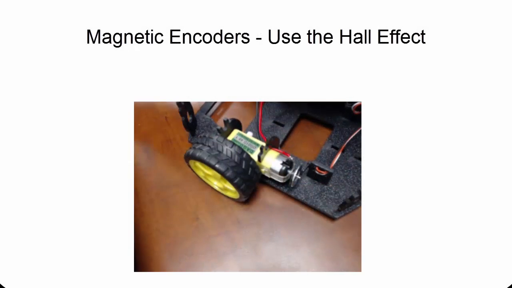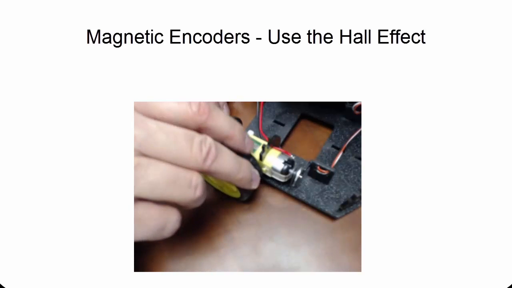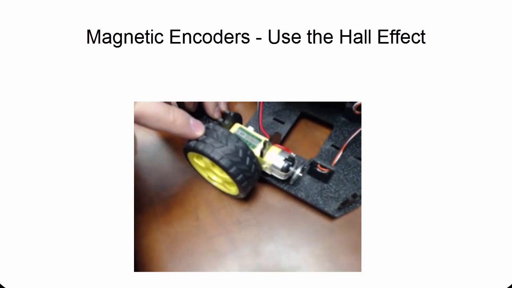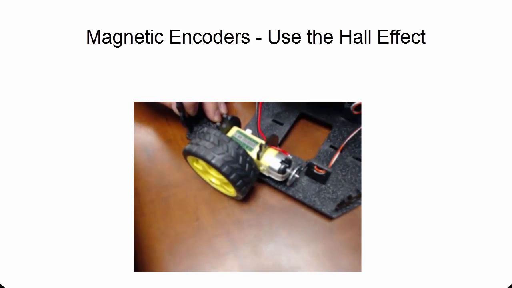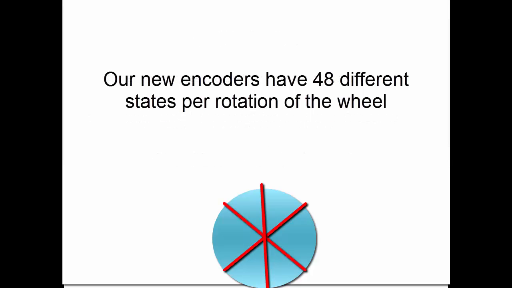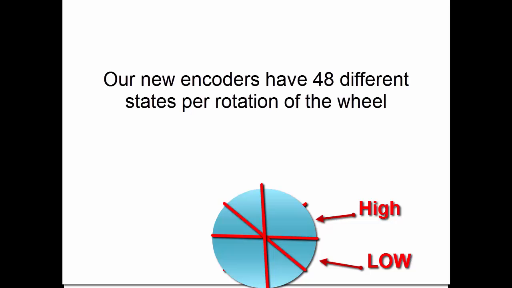The wheel encoders we're using this quarter use a magnetic encoder. It uses something called the Hall effect to determine when a magnet has moved underneath the sensor. Our encoders have 4 positive and 4 negative zones on the wheel, so there's actually 8 different states on each rotation of that wheel.